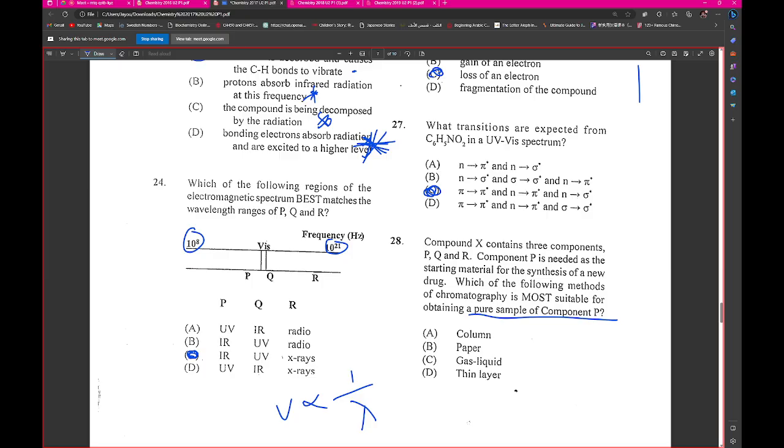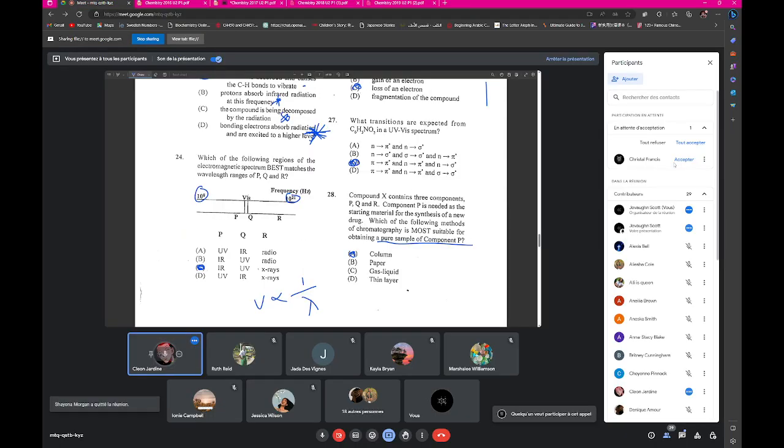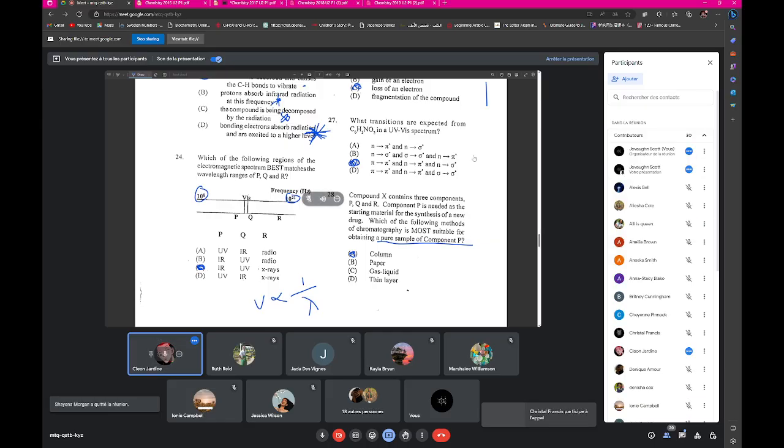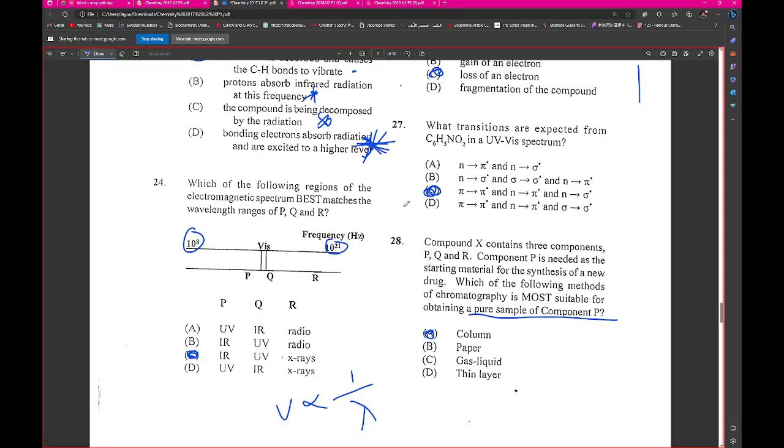What I read, the column chromatography is more used for purification in a sense. But I was thinking that the gas liquid is mostly used for forensic testing. Like, can't really separate it that much. I'm not sure, but I just thought that a gas liquid is mostly used for forensic testing. Not really a purification method.